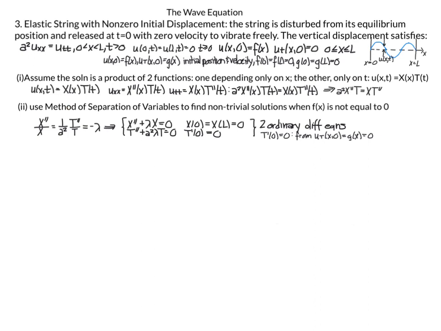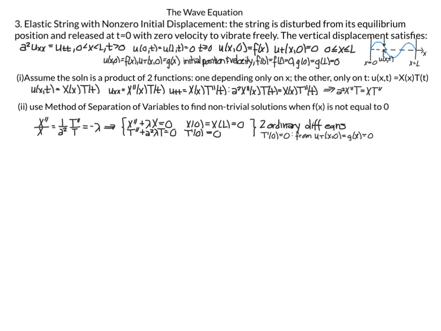And then we use the method of separation of variables to find non-trivial solutions when f of x is not equal to 0. So we take this equation and we want to isolate X on one side and T on the other. We'll start by dividing both sides of the equation by X, so that we get rid of X on the right-hand side. And we'll get X double prime, and then we also divide both sides by a squared T, so we can get rid of this T. So we have X double prime over X is equal to 1 over a squared T double prime over T. And this is equal to some constant, minus lambda.